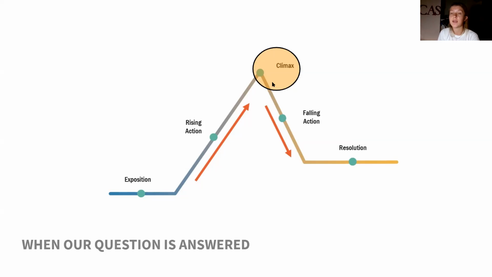Yes or no, Katniss does not win the Hunger Games. Yes, she wins the Hunger Games. Yes, Harry Potter does beat Voldemort, or no, Harry Potter doesn't beat Voldemort, right? This climax is where that question is answered. And you know it's answered because the character has grown, right? They're growing into kind of a new person.